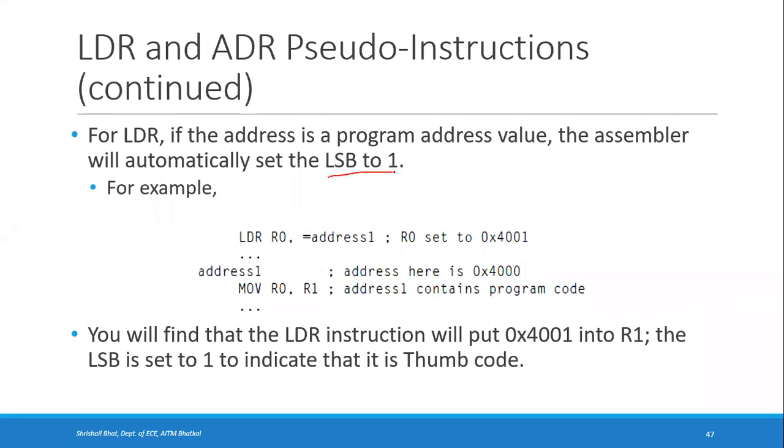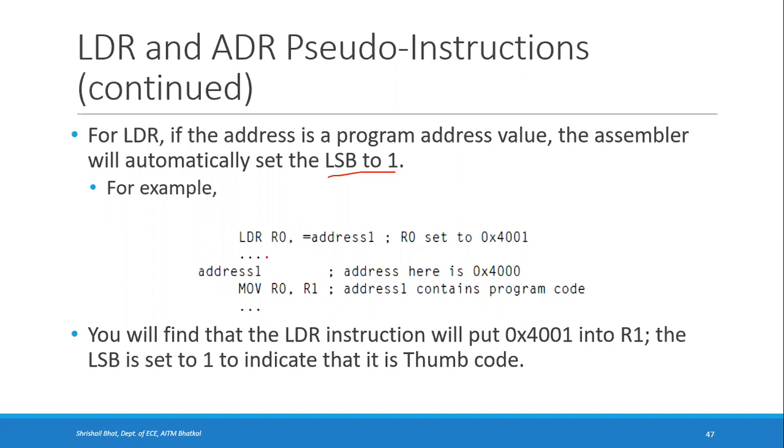Why does the LSB have to be 1? Because in all the instructions, when the addresses are copied, the LSB has to be 1. If the LSB is 0, it indicates ARM mode. If the LSB is 1, it indicates Thumb mode, right? In Cortex M3, there is only Thumb state. There is no ARM state, right? So that's why the LSB has to be 1, and automatically it will be set to 1.